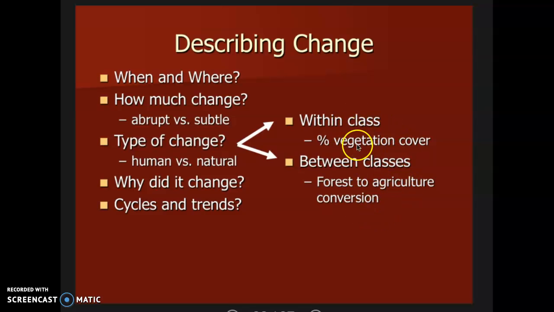Or are you staying within the same level 1 classification, but just changing the percentage of the cover, or maybe changing the level 2 classification? Maybe it went from cropland to an orchard, right? So it's still agriculture, but they changed the type of agriculture. So that's something else you can look at in land use change.